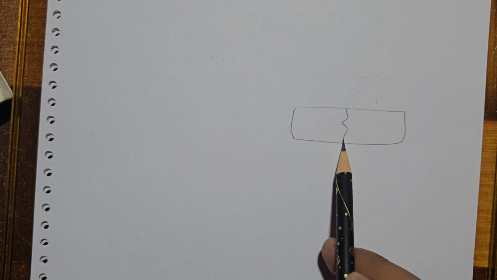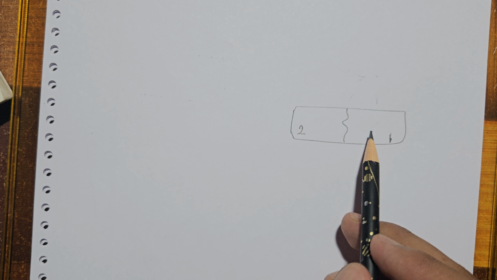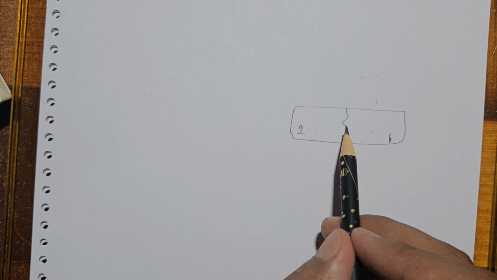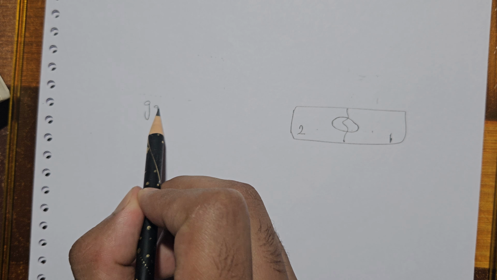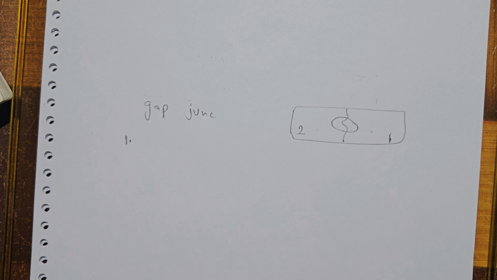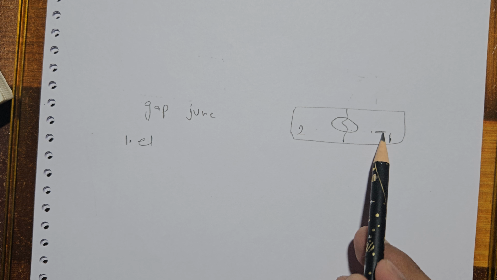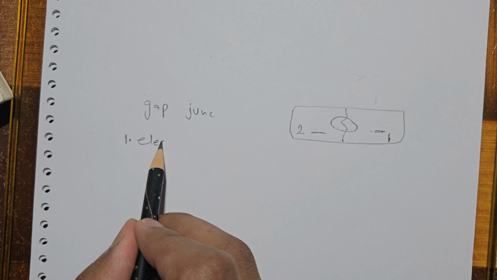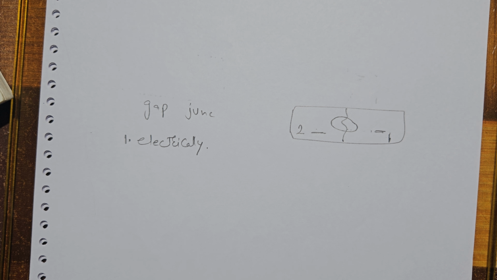So what are gap junctions? Let us suppose this is a cardiac muscle cell and this is another cardiac muscle cell. This one cell is connected to another cell at the intercalated disc, and in this intercalated disc we have a junctional complex that's known as gap junction. Now what is the function? Now some pointers in the gap junctions. The first point is that gap junctions connect one cardiac muscle cell to another cardiac muscle cell electrically. Clearly, so gap junctions provide an electrical connection.